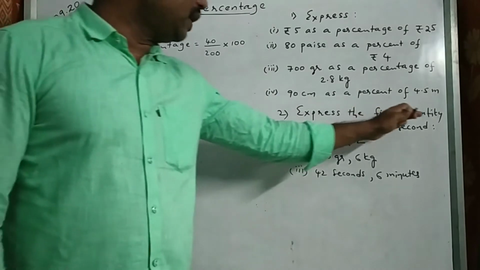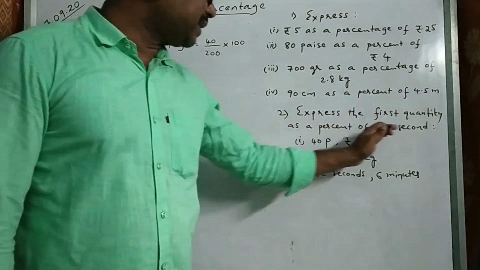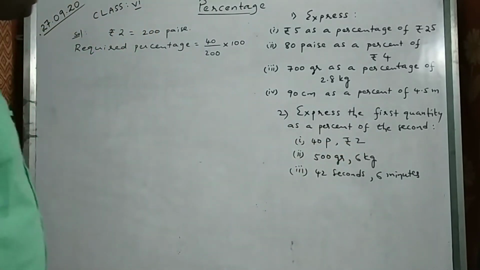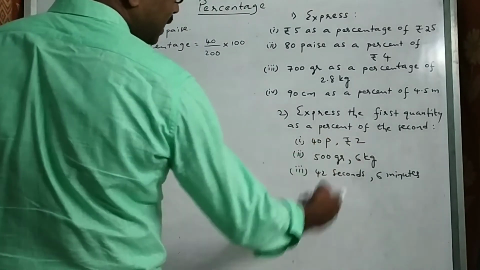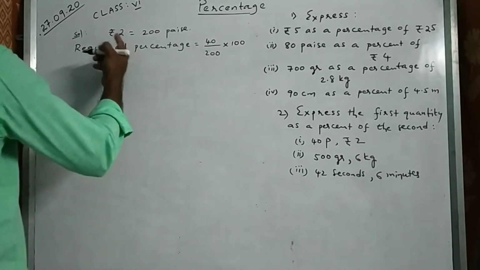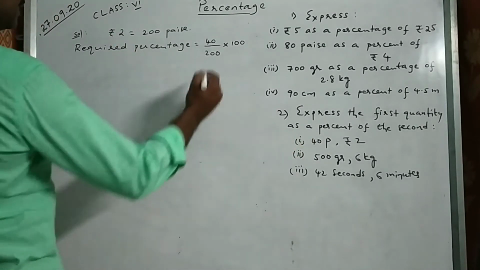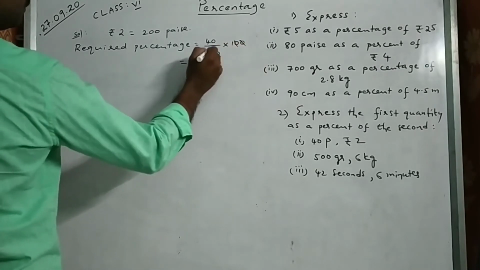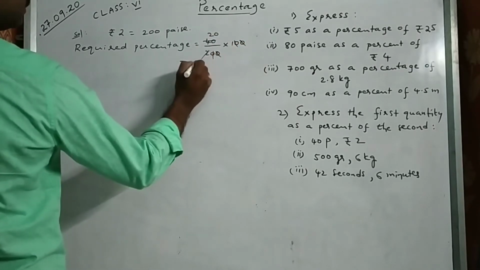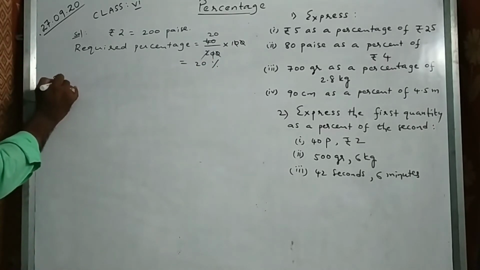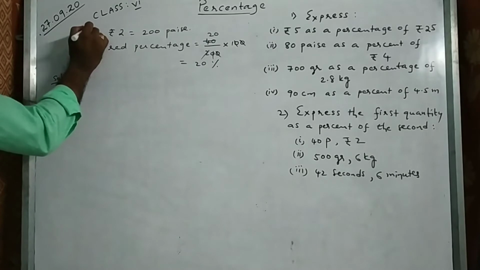Express the first quantity as a percent of the second, means first quantity by second quantity into 100. But here second quantity is in rupees. That should be changed into paise because first quantity is in paise. 0, 0, 0, 0 cancel. So for 2 ones, 2 20s. So 20%.